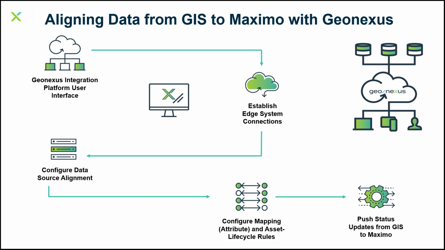GIP is software that is installed on-prem. Configuration is done through a GUI, and once the configuration is complete, the product is designed to run either on demand or on a schedule. The machine GIP is installed on needs to be able to communicate with the edge systems. So in this case, we're talking about GIS and Maximo, so we need to be able to touch both of those systems.